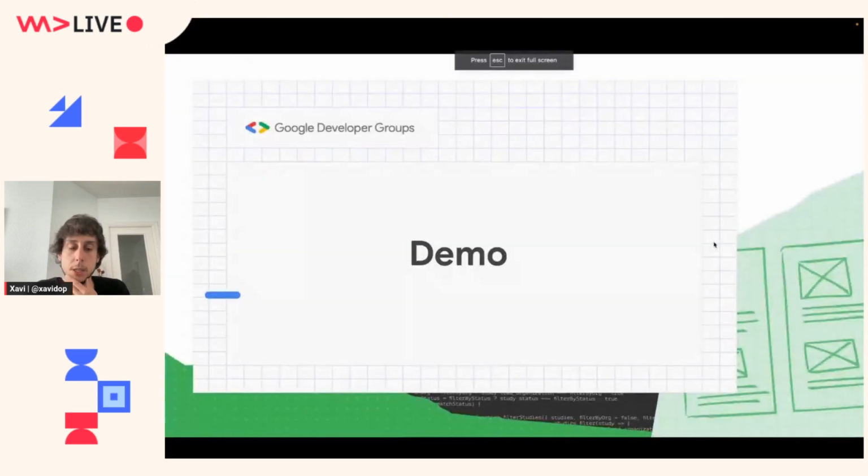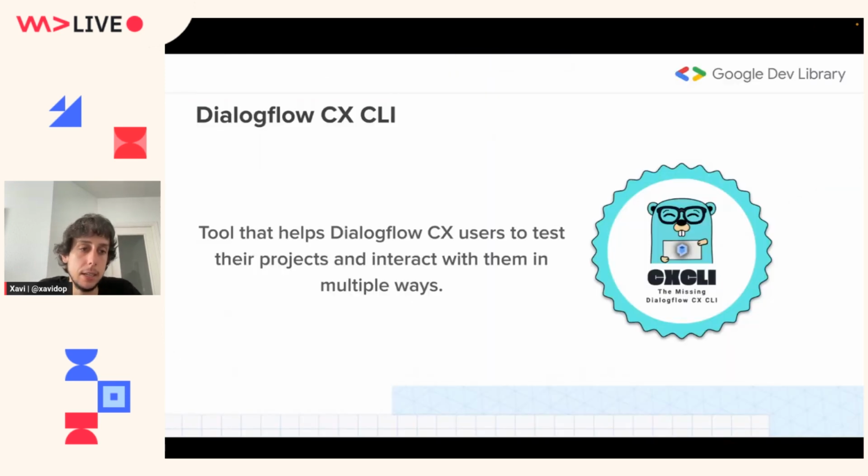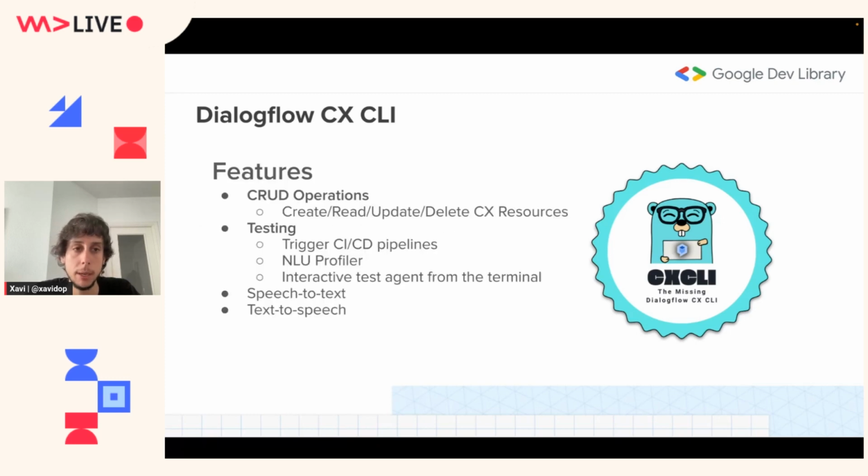Let's continue with the presentation. So, Dialogflow CX CLI. What is this CLI? This CLI is basically a tool that is developed by me, as a developer. There are also some Googlers contributing to it. It's a tool that helps Dialogflow CX users test their projects and interact with them in multiple ways. With the Dialogflow CX CLI, you can do CRUD operations, like create, read, update, and delete CX resources like intents, flows, pages, entities, a bunch of things.